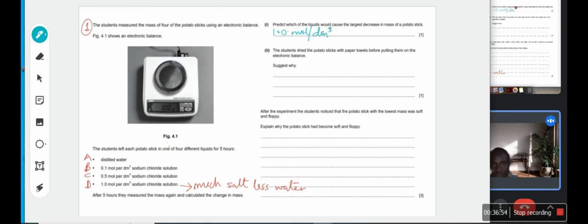And you know the reason. Okay. Now look at this. It says the student, read it out. The student dried the potato sticks with the paper towel before putting them on the electric balance. Suggest why?